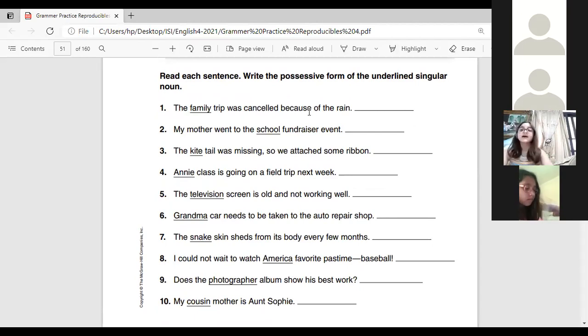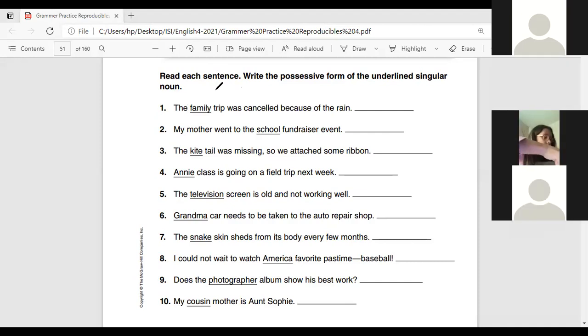The family trip was cancelled because of the rain. Form it in the possessive. It's a singular noun. Listen, Rawad, I'm asking Amal. The family. We want to form it in the possessive. What should we add to it when we want to form the possessive of this noun? It's a singular noun. What do we add?